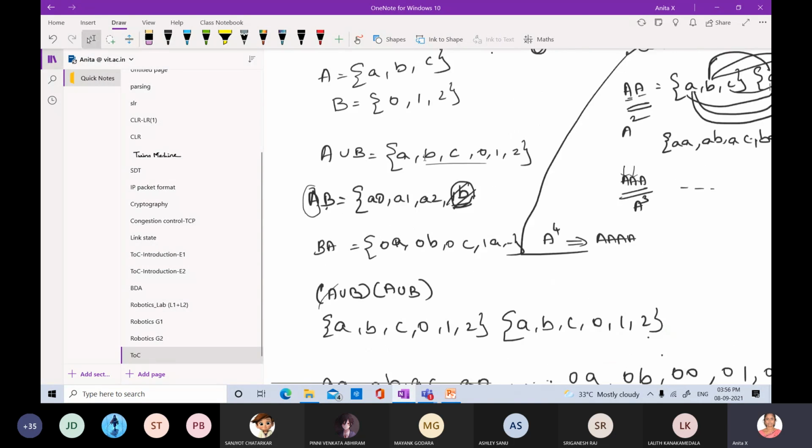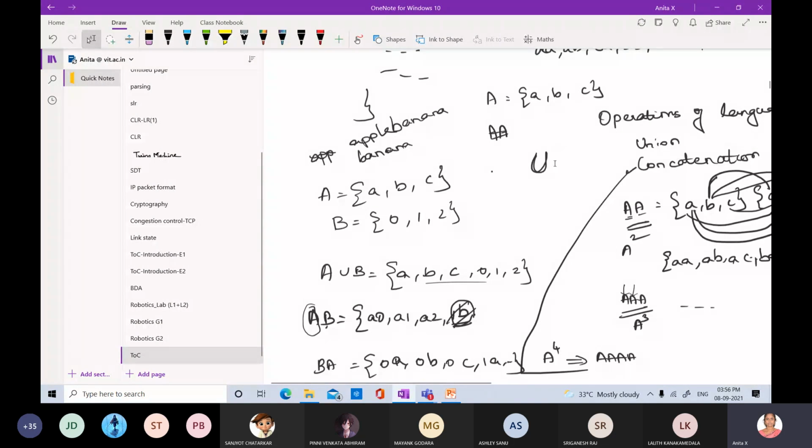Then we have seen some operators, right? Union, all of you are aware of, right? So what is A union B? Please make a note. I can represent this as A union B, or like this, or like this. All these represent the same. A or B can be represented by a bar and then the plus operator.